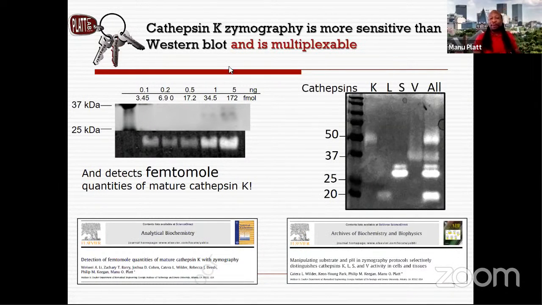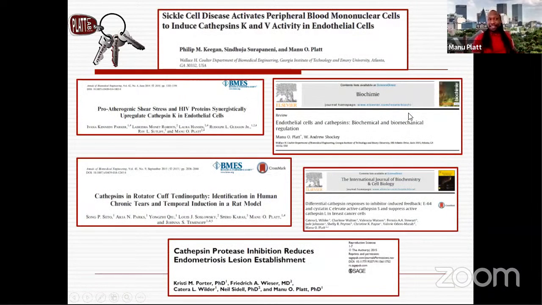Again, we were able to multiplex it for these, and I will use it for a number of different studies in my lab. We'll talk about it here for sickle cell, but we use it for tendons, cancer, endometriosis, and anything where there is a destruction of tissue. And with a collaborator, I'm like, give us some samples. Let us run some things.